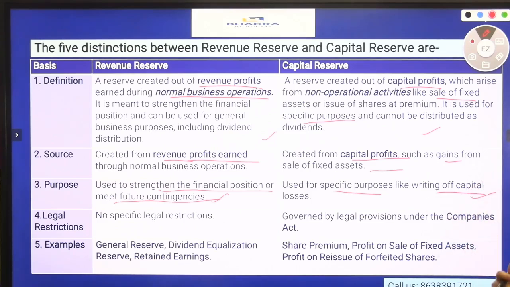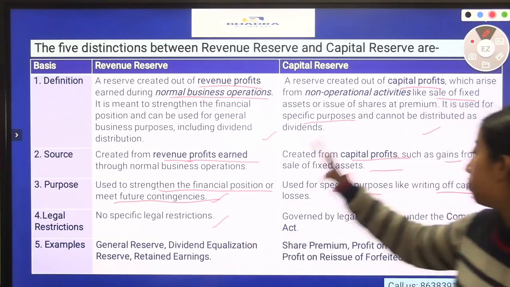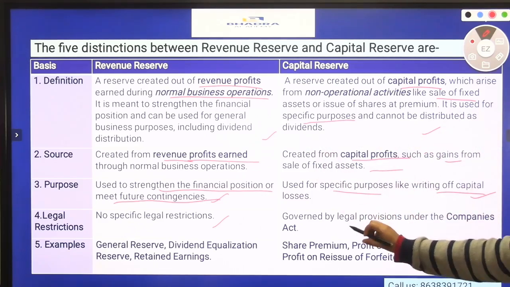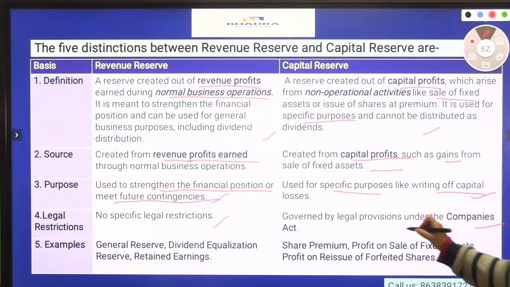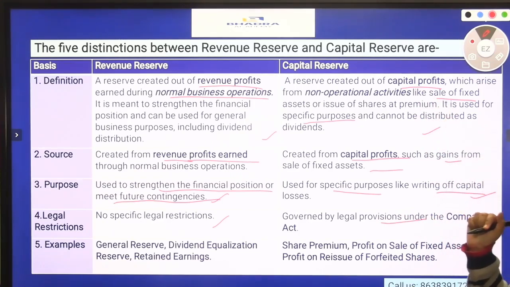The next basis of distinction we have is legal restrictions. To create a revenue reserve, there are no legal restrictions, but for the capital reserve, there are certain legal provisions mentioned in the Companies Act. So the business has to follow certain legal provisions of the Companies Act while creating a capital reserve. This is an important distinction between the two reserves.